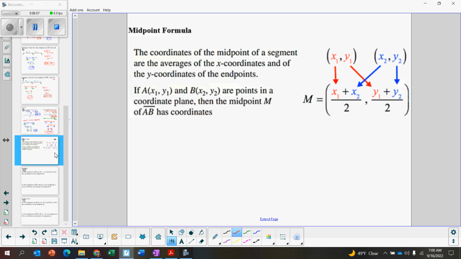Midpoint can also be done with ordered pairs. So if I'm looking for the middle point between two others, I want to know exactly in the middle of those points, which means I'm looking for the average. So if I have a point x sub 1, y sub 1, and another point x sub 2, y sub 2, I'm going to find the average of the two x values. So x sub 1 plus x sub 2 divided by 2. And I'm going to find the average of the y values, y sub 1 plus y sub 2 divided by 2.